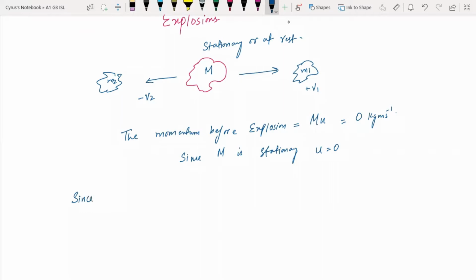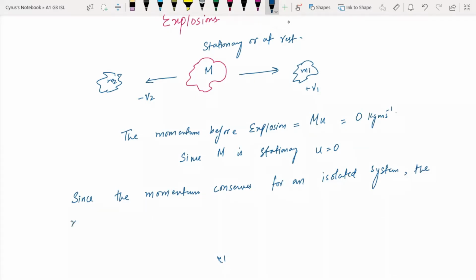Since the momentum conserves for an isolated system, the momentum before explosion should be equal to momentum after the explosion.